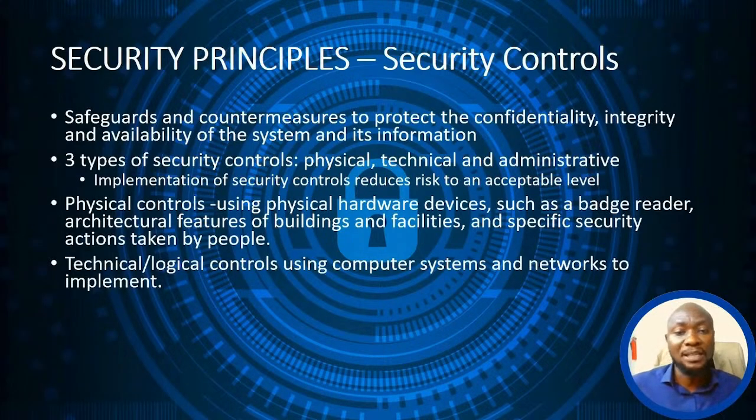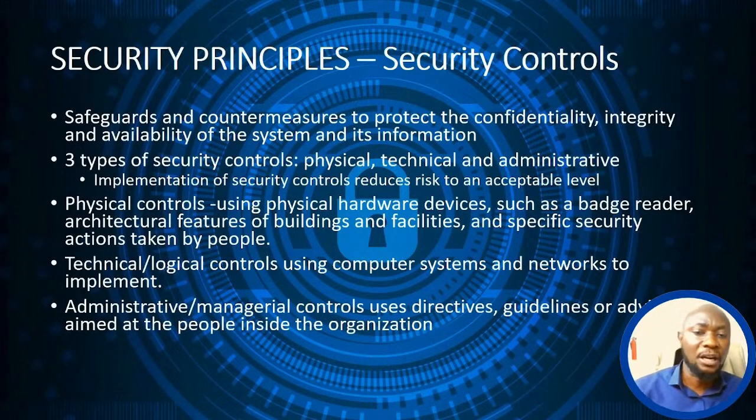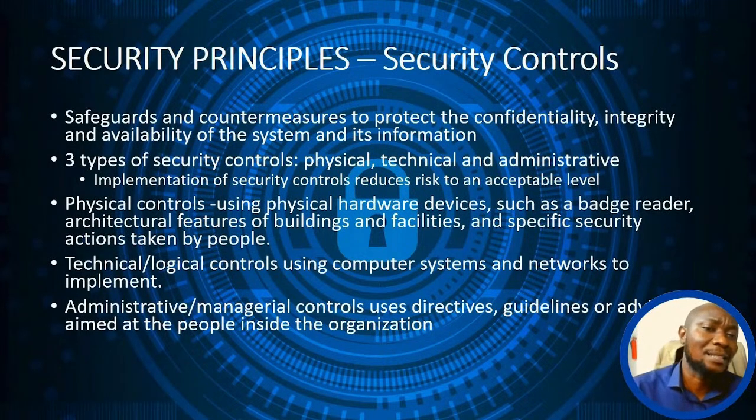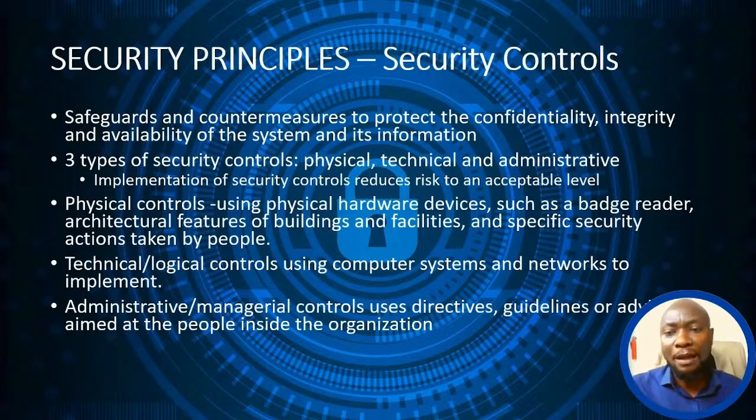Then we have technical controls or logical controls. This is when you make use of computer systems and networks to implement them. Things like firewalls, setting up a DMZ, and configuring intrusion detection systems are technical controls that require some level of technical knowledge. And then administrative or managerial controls use directives, guidelines, advisories, or policies that are aimed at the people within an organization. An example of administrative control is when you pass information that certain places within an organization cannot be used for chatting or for doing official system work, or maybe you set a rule that you cannot work on your system at certain hours of the day.